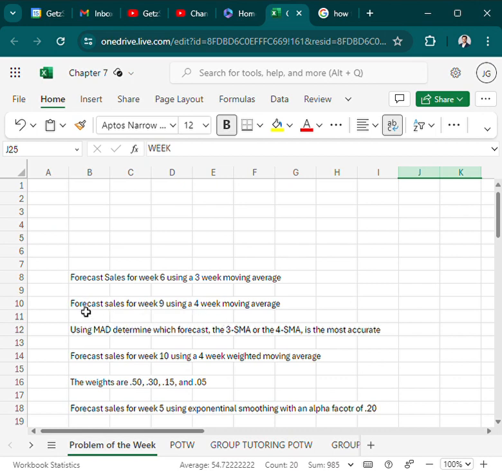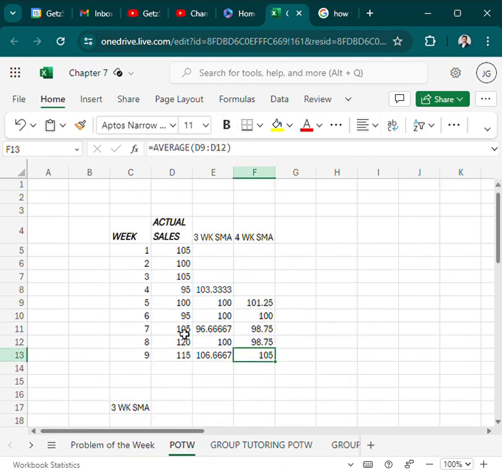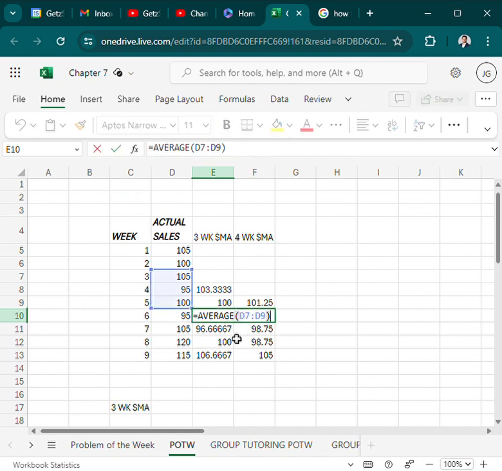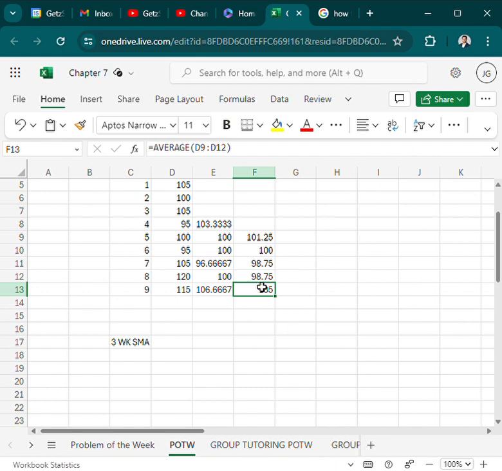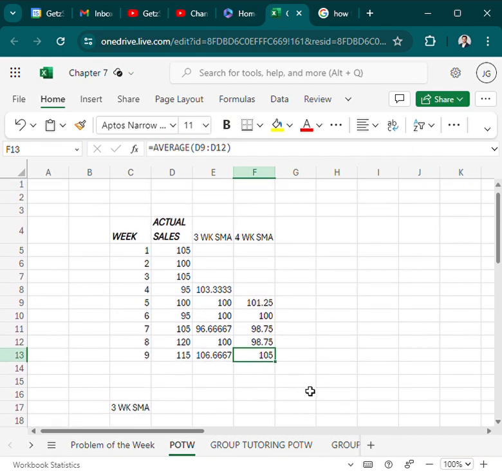Let's take a look at what they were asking. First, forecast sales for week 6 using a 3-week moving average. This is going to be our answer, 100, because we just take the average of 3 weeks. So that's the forecast. Next, they asked us for week 9 using a 4-week moving average. That's going to be 105, as shown right here.